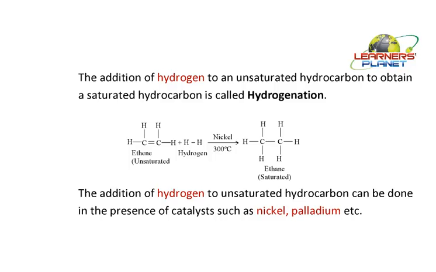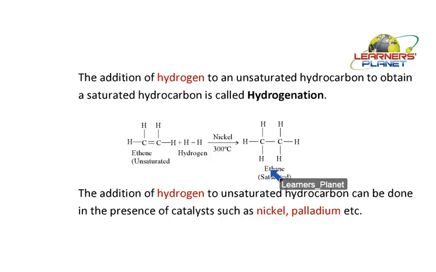There is one more example of addition reaction here. The addition of hydrogen to an unsaturated hydrocarbon to obtain a saturated hydrocarbon is called hydrogenation. So what is being done here? The unsaturated hydrocarbon is ethene. To this, what is happening? Hydrogen is added. And what are the catalysts here? Nickel at 300 degrees centigrade. And it is forming what? It is forming ethane, which is a saturated compound.